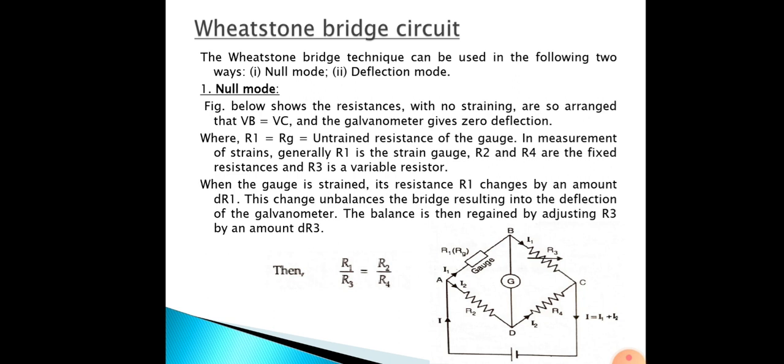So what will happen? Whenever the gauge is strained, R1 changes by an amount dR1. This results in the unbalance, and due to that, the galvanometer will show the deflection. When you want to balance it, we can balance it by using the variable resistor R3. Like this, the Wheatstone bridge will work.